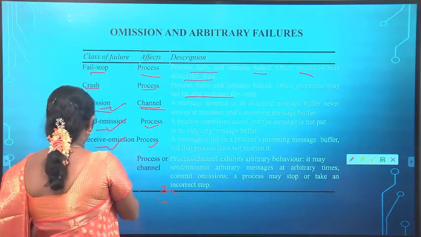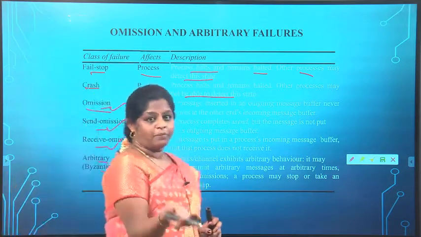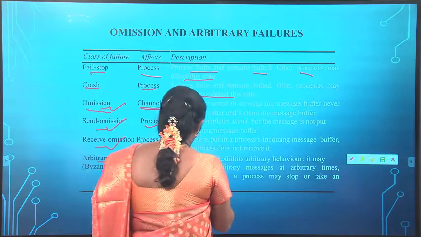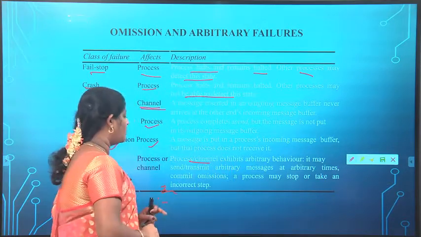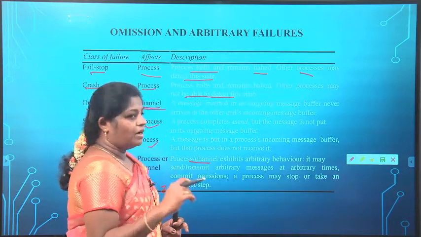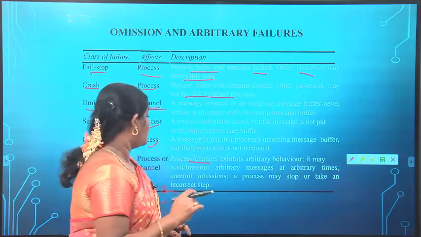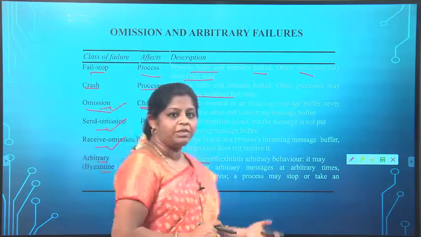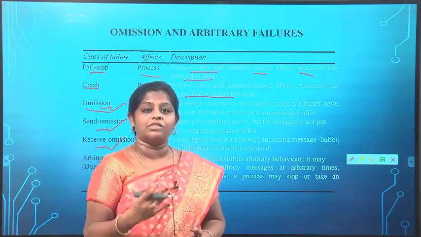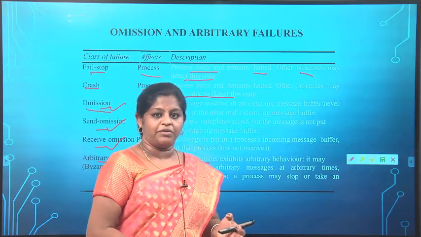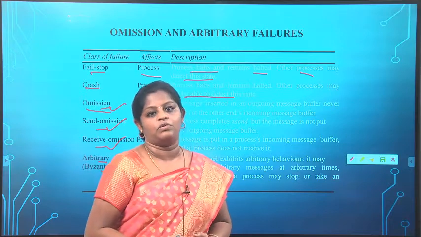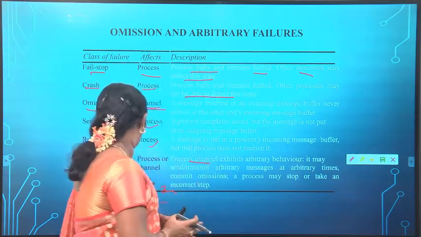Next one is arbitrary or Byzantine failure. This will affect both the process side as well as the channel side. That means it is either a process or the channel. How can we detect this one? We can detect it with the help of the other processes only, and we may stop this process in between. The other process detects that something has failed between the sender and the receiver. Then the sender can stop sending the message once it is detected. This is what arbitrary or Byzantine failure is.